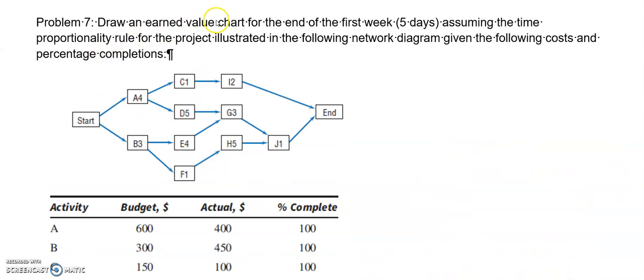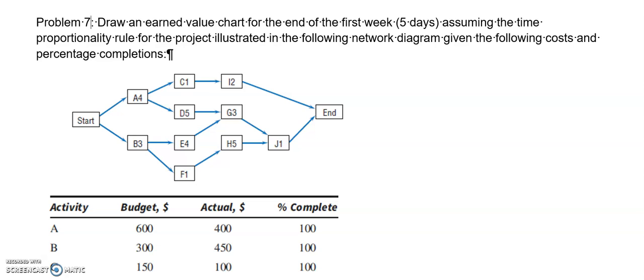Draw an earned value chart for the end of the first week, 5 days, assuming the time proportionality rule for the project illustrated in the following network diagram, given the following costs and percentage completions. So in this case we have to draw this network first. In fact, the network is already there, we just have to calculate the early start and finish times.